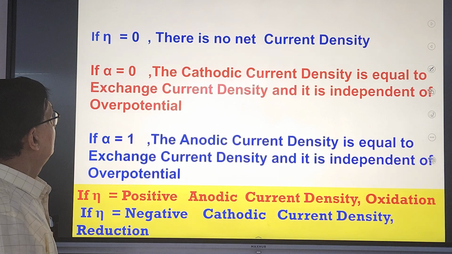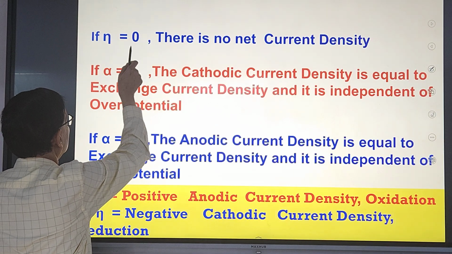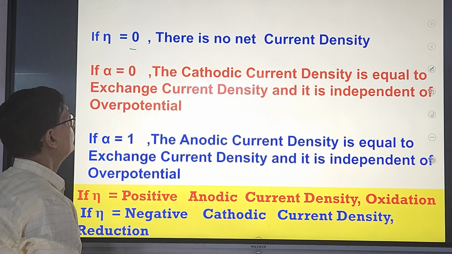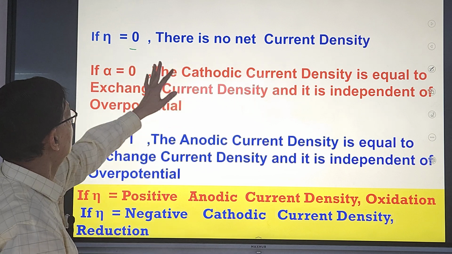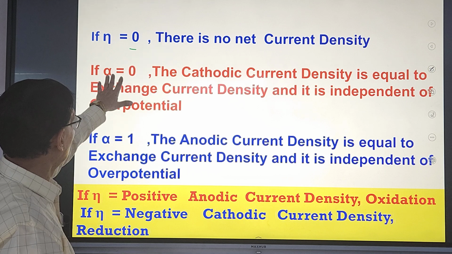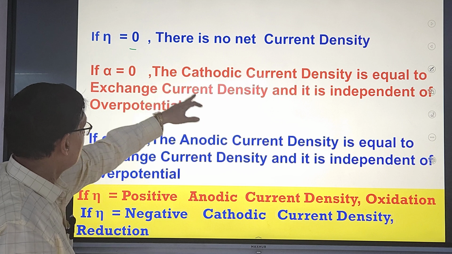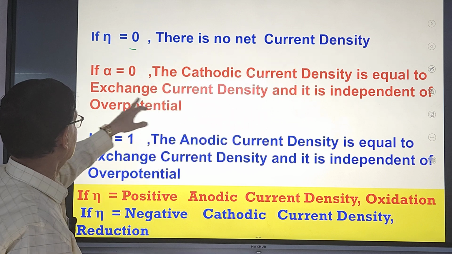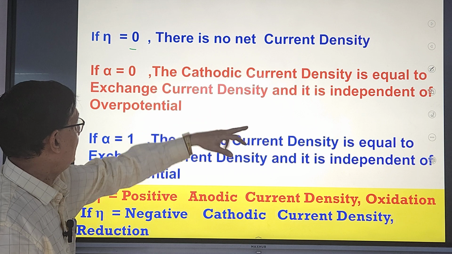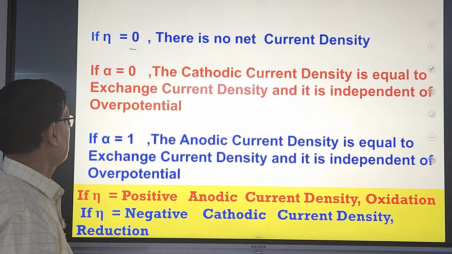So first condition is that if eta value is 0, there is no net current density, so no question also there. Again I am taking from the Atkins. If alpha is equal to 0, the cathodic current density is equal to the exchange current density, and it is independent of overpotential.